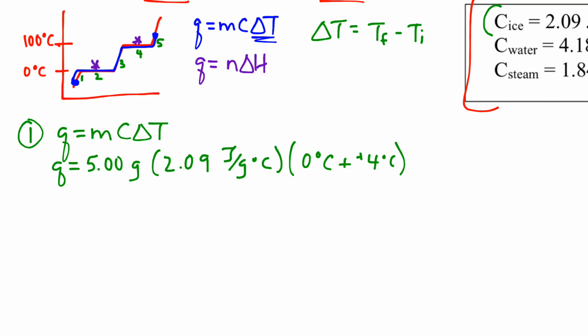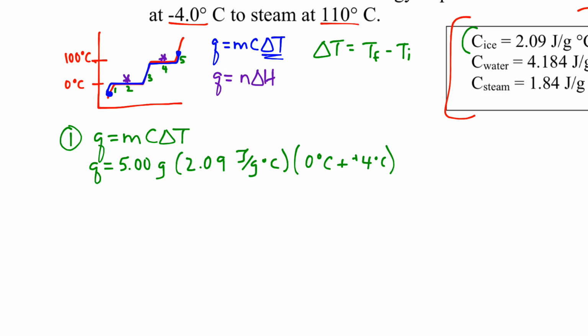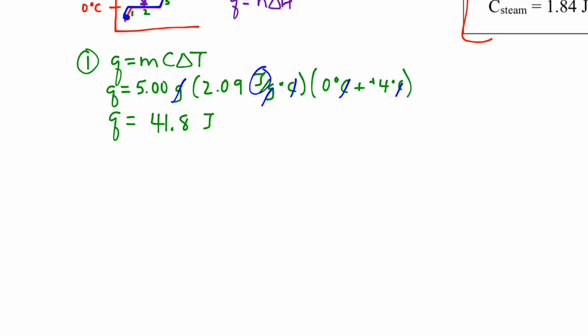If you check your units, notice that grams cancel, Celsius will cancel, leaving you with joules. So if we get our answer for that first segment, we'll see that this comes out to about 41.8 joules. Okay? So there's step 1.